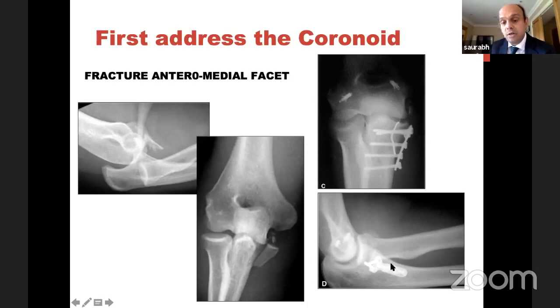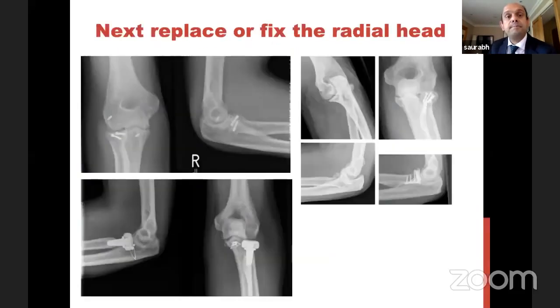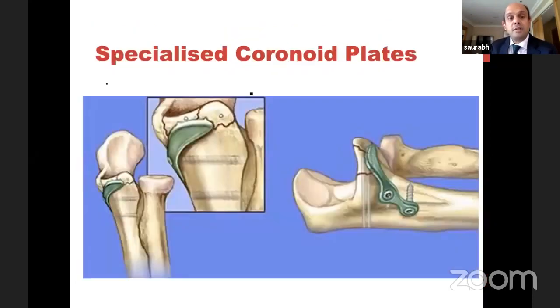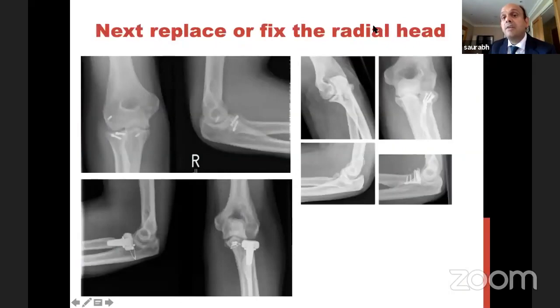And because it's a big chunk, I put a plate. We've got special contoured coronoid plates. If you don't have them, you can use hand plates, for example. So the first thing to do is address the coronoid. The second step is to address the radial head. So remember, there are 4 structures in total: number 1 coronoid or capsule, number 2 radial head, number 3 lateral ligament, number 4 medial ligament. These are the only 4 things which you can address at the most.